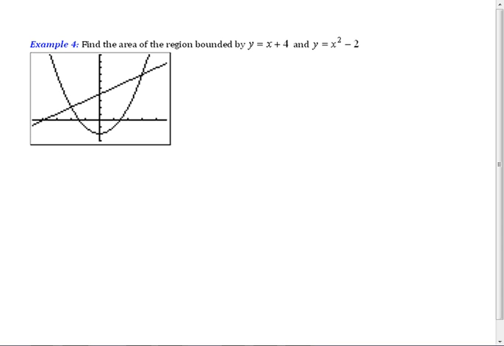The curvy thing. What's the curvy thing called? I know that. The parabola.